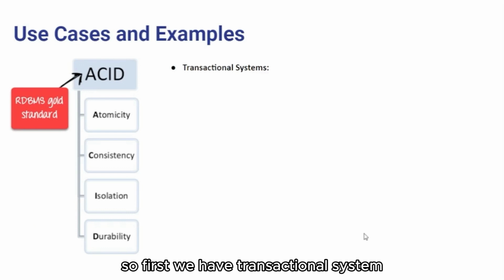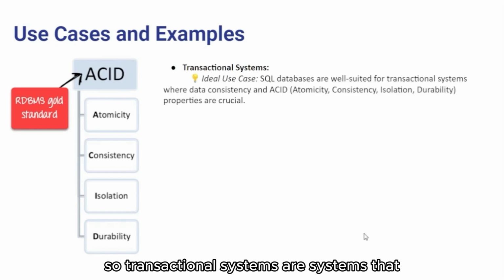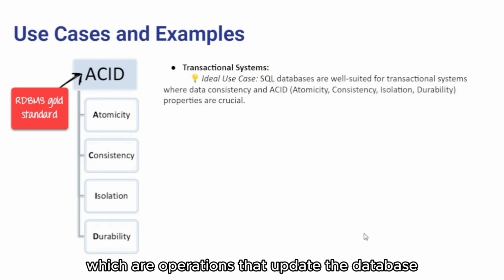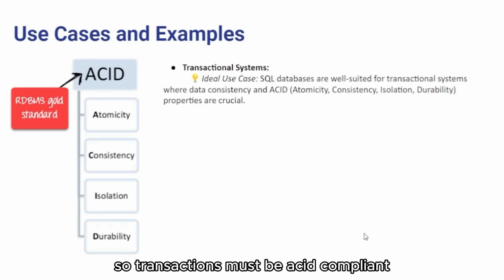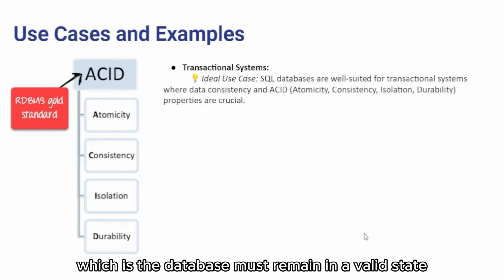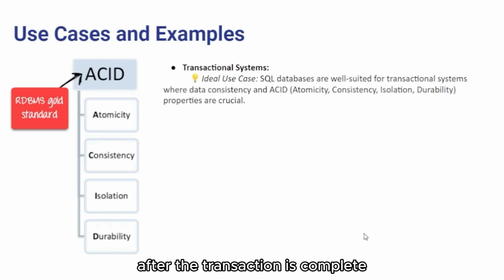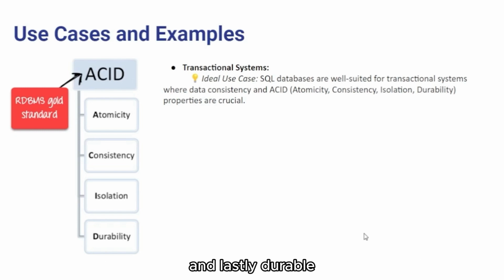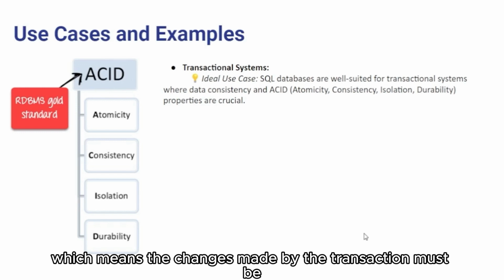So first, we have transactional systems. Transactional systems are systems that process transactions, which are operations that update the database. Transactions must be ACID compliant, which means that they must be atomic, all or nothing; consistent, which is the database must remain in a valid state after the transaction is complete; isolated, which means that each transaction must be independent of other transactions; and lastly, durable, which means the changes made by the transaction must be permanent.